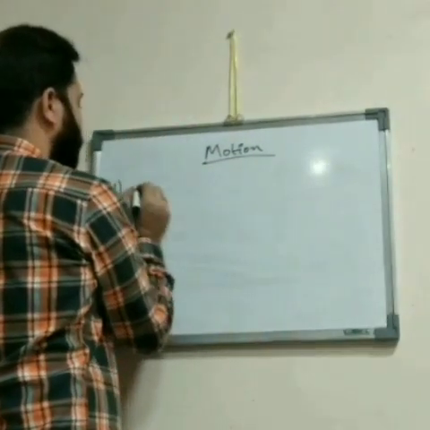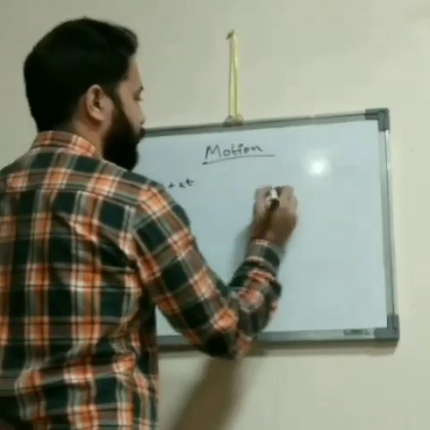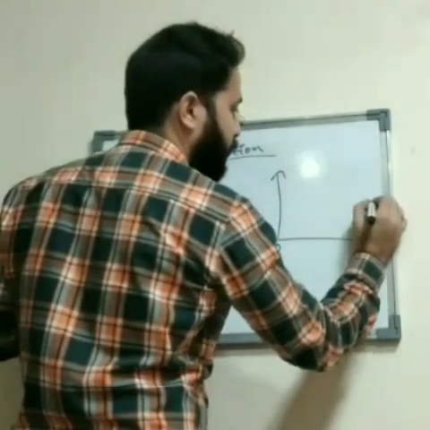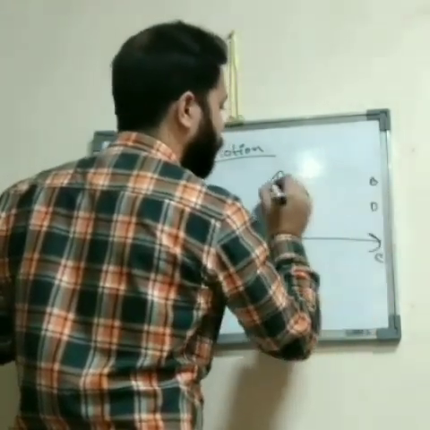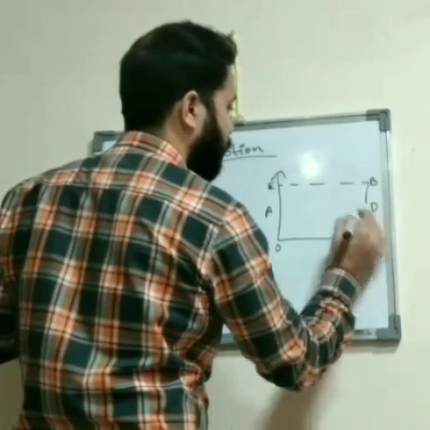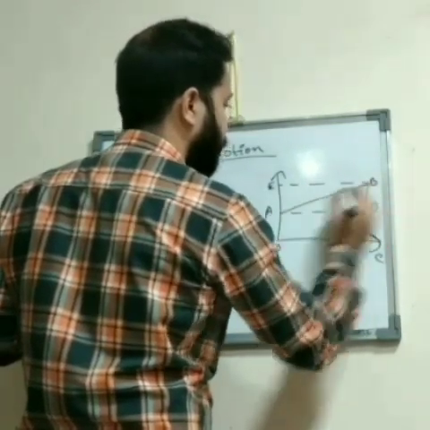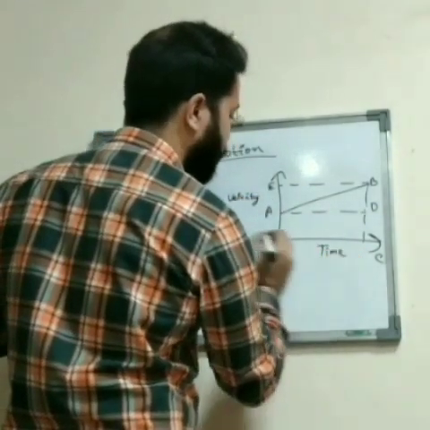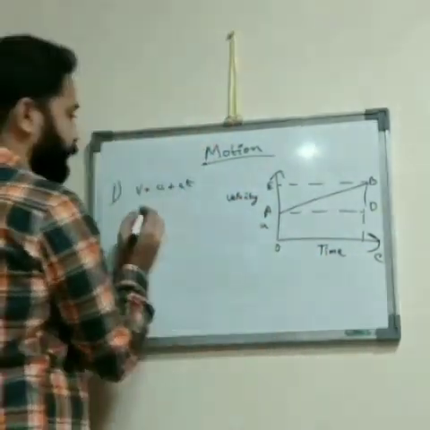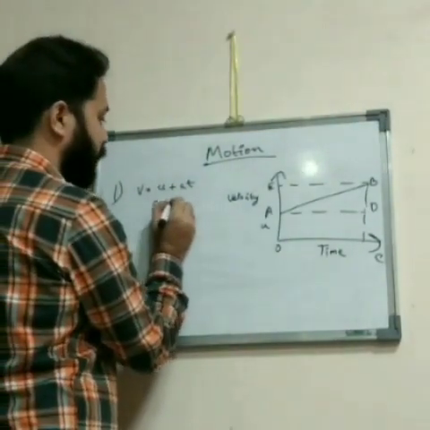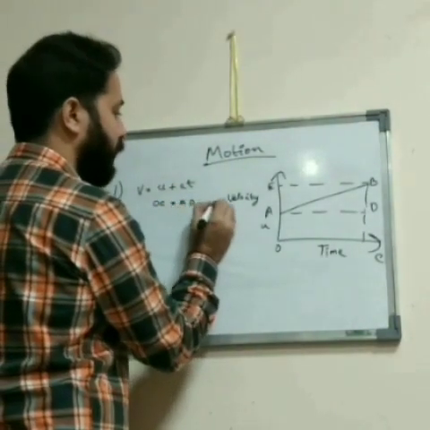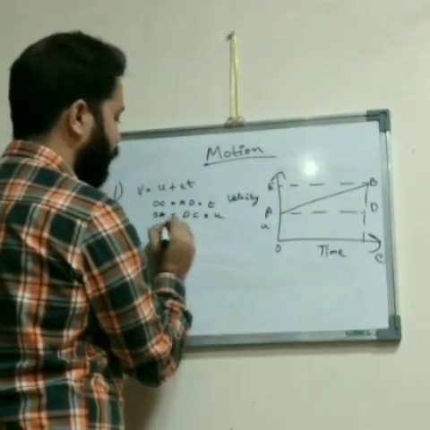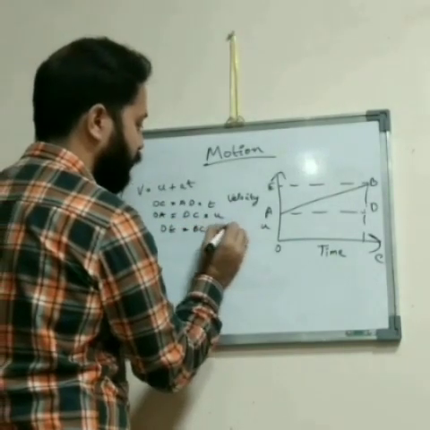There are three equations of motion. Number one is v is equal to u plus at. Let's prove it. Here is the velocity, here is the time, and O is the origin. OC is equal to AD is equal to t. OA is equal to DC is equal to u. OB is equal to BC is equal to v.